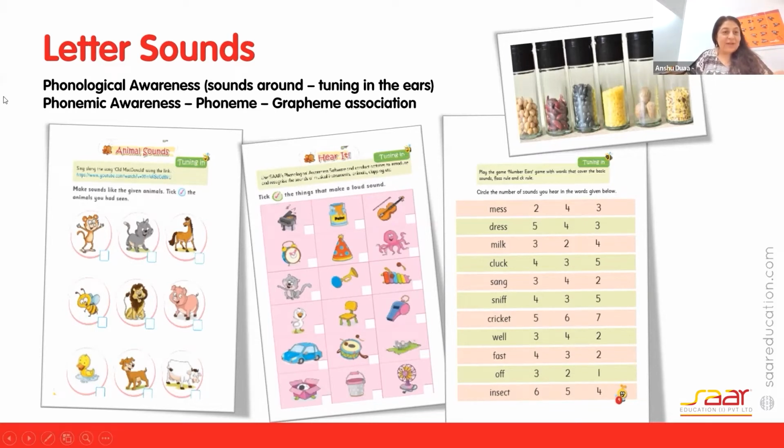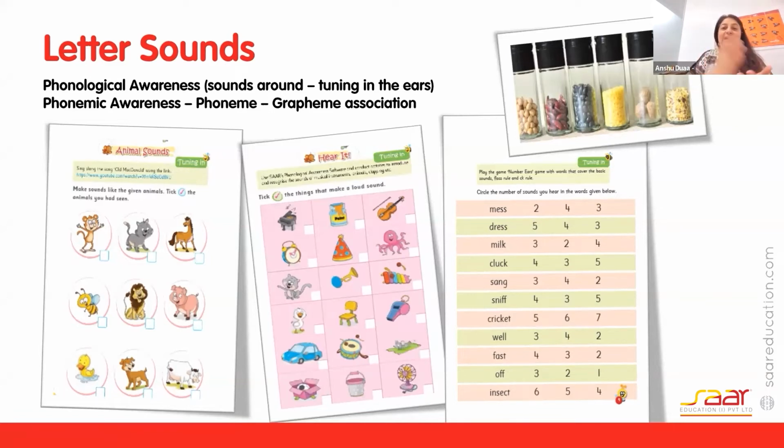So you can see, even if this is from PP1, this is from PP2, and this is from PP3, where we are doing the number ear game. So if I say the word mess, a child does not even know what is the spelling of mess. And if I just say mess, how many sounds do you hear? Mess. 3 sounds. Okay, milk. Milk. Sang. Sang. Okay, well. Well. What am I doing? I'm just trying to tune in the ears so that the children are able to understand sounds.